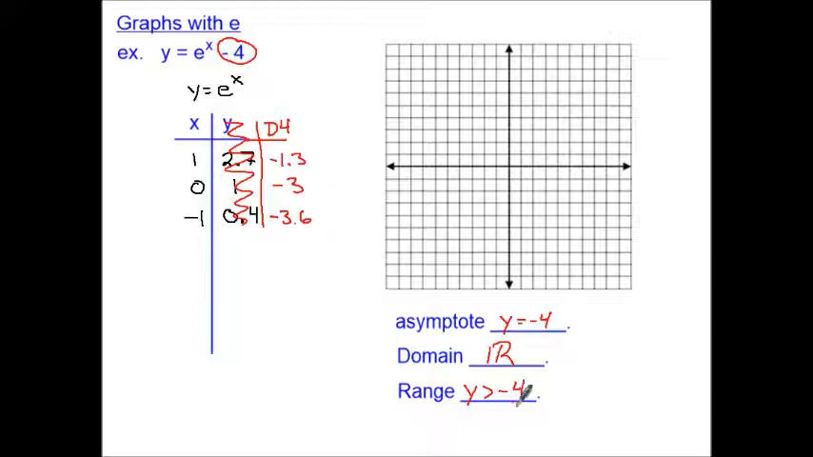Okay, now let's see if I actually know what I'm talking about. Down 4, 1, 2, 3, 4 is where my asymptote's going to live. That little line there, that was horrible. And, okay, now let's plot our points. I got 1, negative 1.3, down a little bit more than 1, 0, negative 3 puts me right about there, and then negative 1, negative 3.6 sends me a little bit more than halfway down to the negative 4 there.